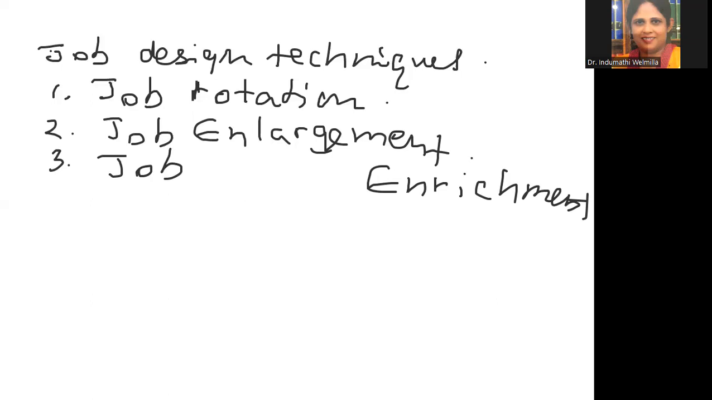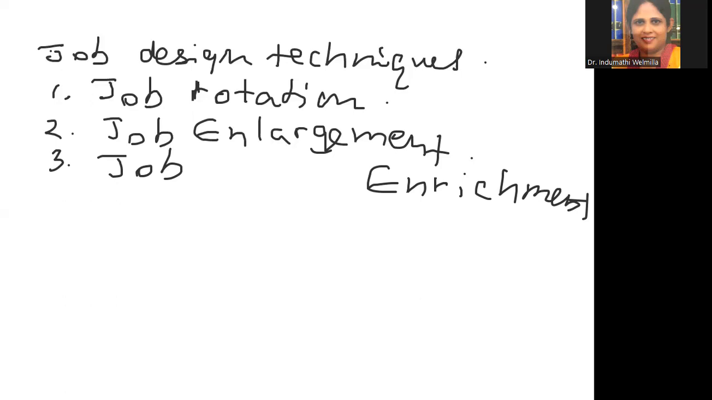So we know that Frederick Herzberg viewed job enrichment as vertical job loading because it also includes tasks performed by someone at a higher level, where planning and control are involved. So these are the main job design techniques, right?